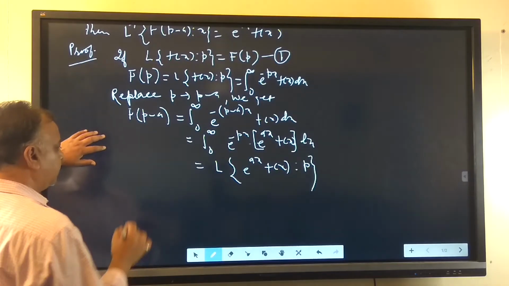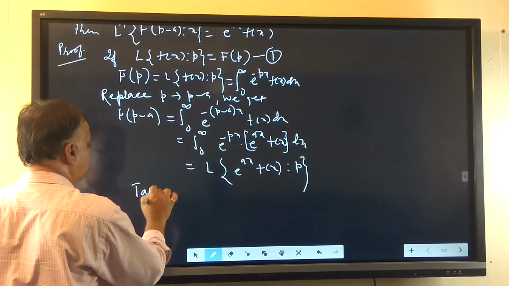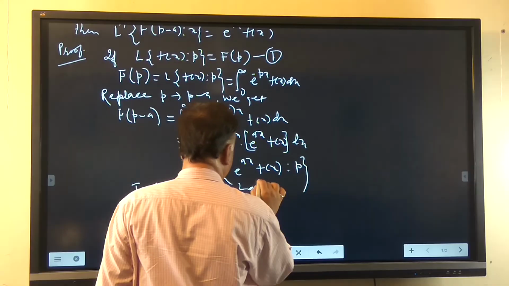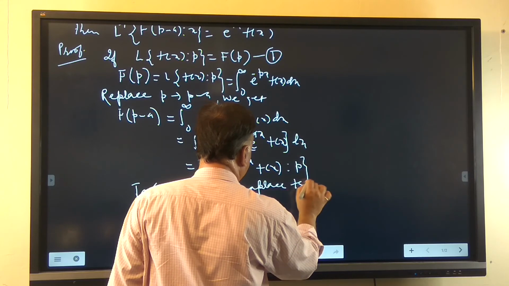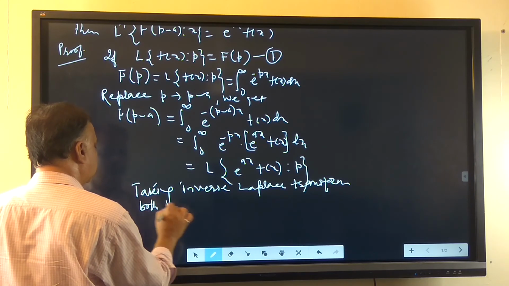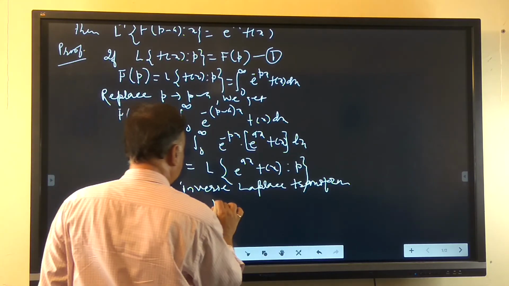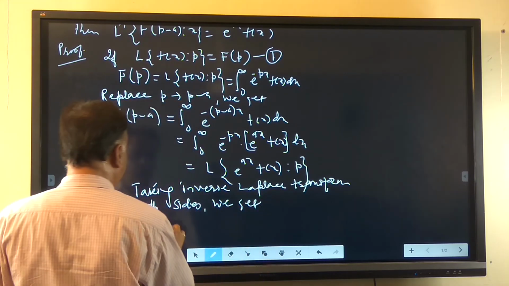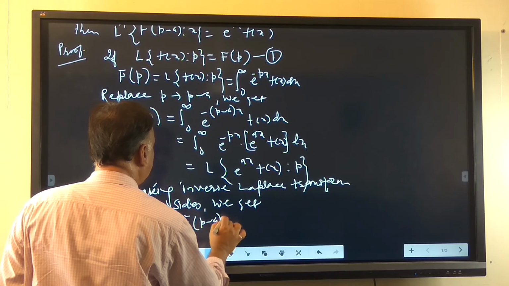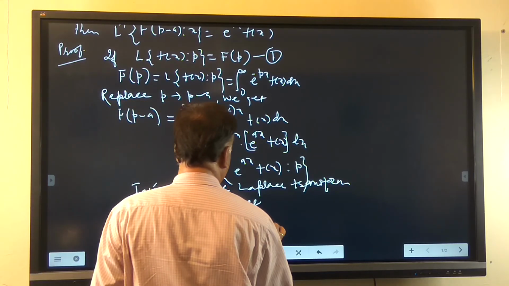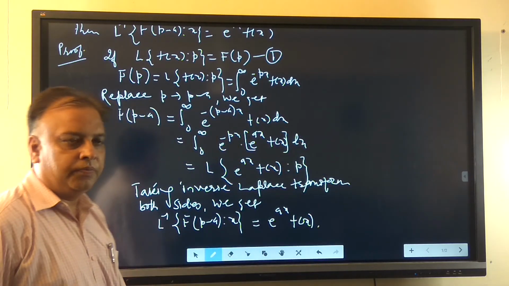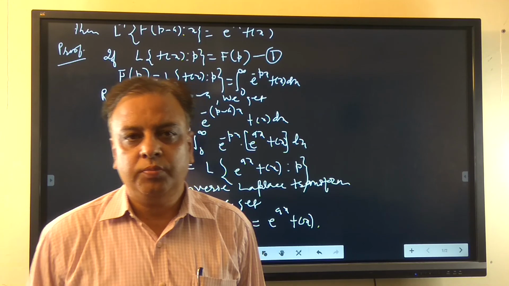Taking the inverse Laplace transformation on both sides, we get the inverse Laplace transformation of F(p minus a) with respect to x is equal to e raised to ax f(x), which is the required first shifting property.